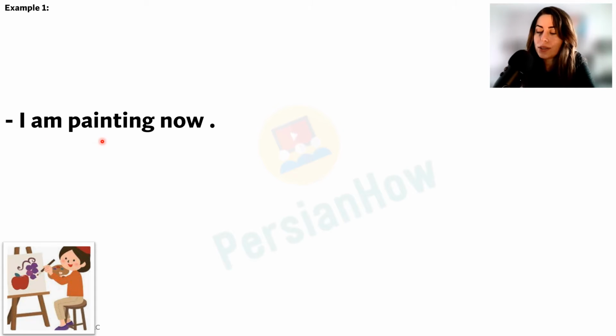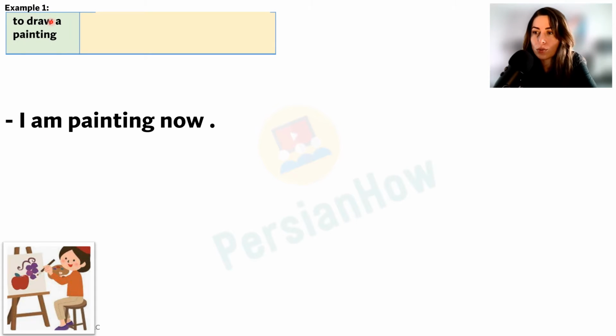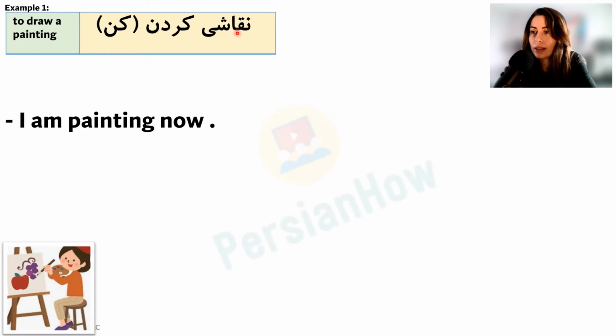So what is to paint in Farsi? To paint or to draw is نقاشی کردن. And there's a stress on the letter qaf, نقاشی کردن. But remember, نقاشی کردن is only like painting on a canvas. It doesn't mean painting your walls, like changing the color of your walls. It just means to paint on a canvas, like here in this picture. All right, now let's go over the vocab.